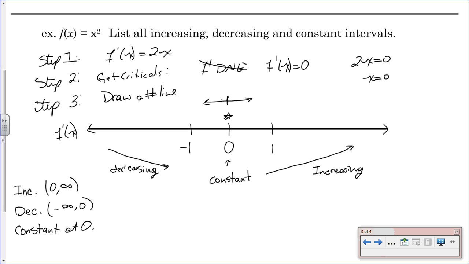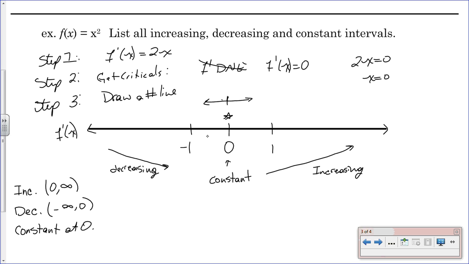In our case, f prime does not exist is not going to happen, so we don't have to worry about that. We can throw that one away. What we have to worry about is where f prime equals 0. So we take 2x, set it equal to 0, and solve for x. x is 0. That's our only critical point.